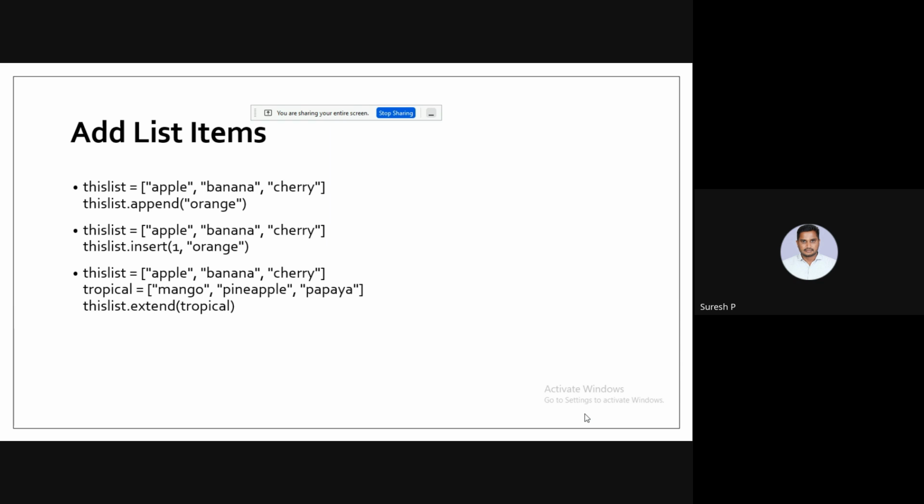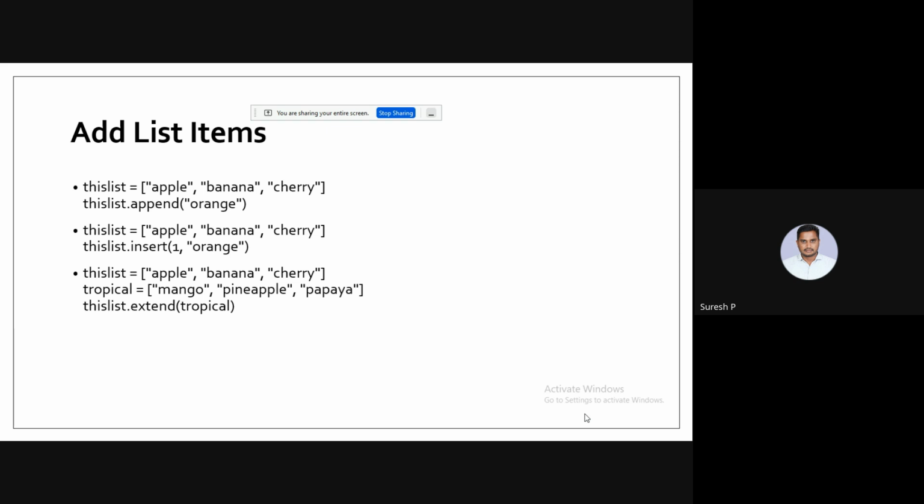The next one is the insert function. The append function is used to add the element at the end. Suppose you want to add the element at the beginning, or at any position, even in the middle. We can use a built-in function, and that function is the insert function. We have to use the insert function.